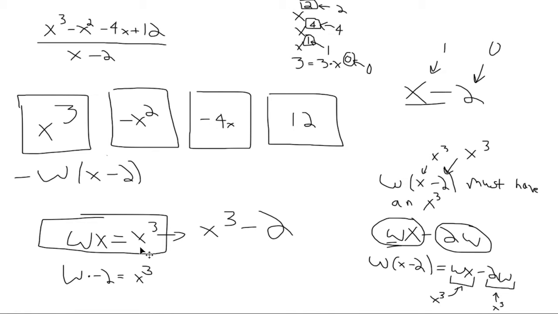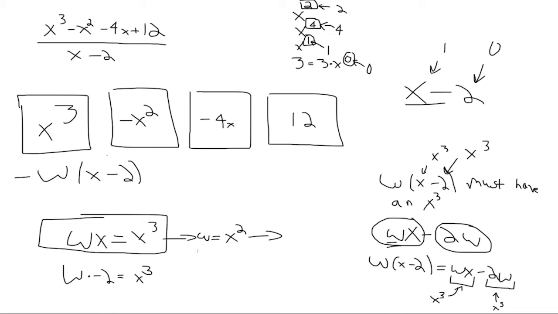Actually, no, I'm actually going to explain what we just did. We need to make it so that w times x equals x cubed, right? That means that w must equal x squared, okay? Because x squared times x equals x cubed. We can just use algebra to figure that out.